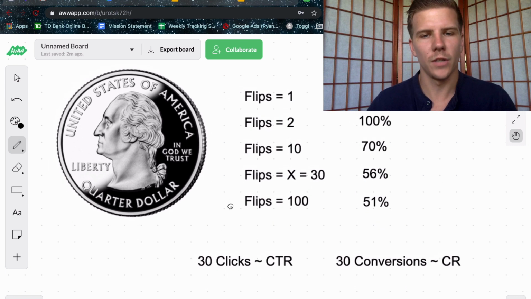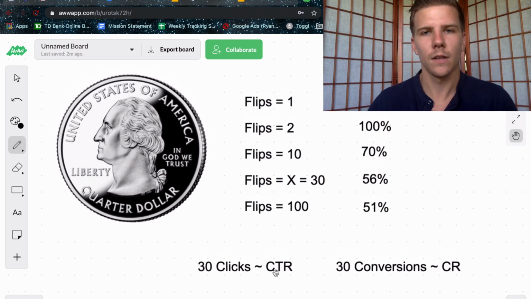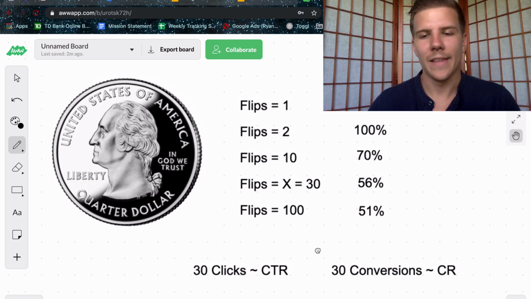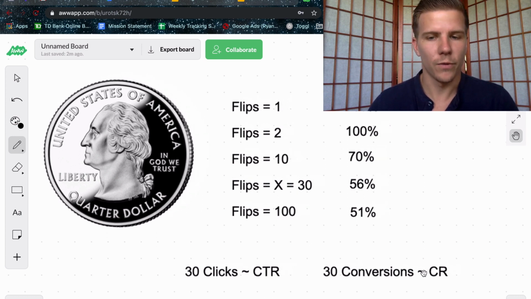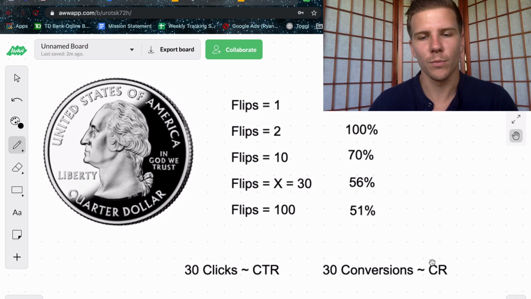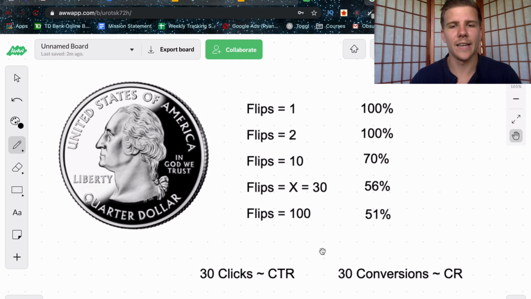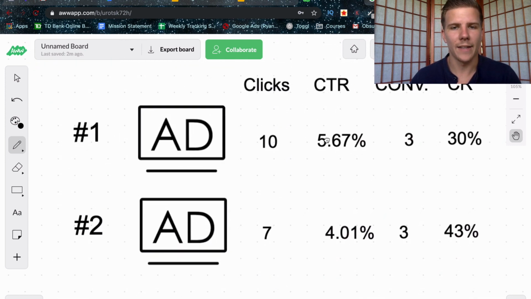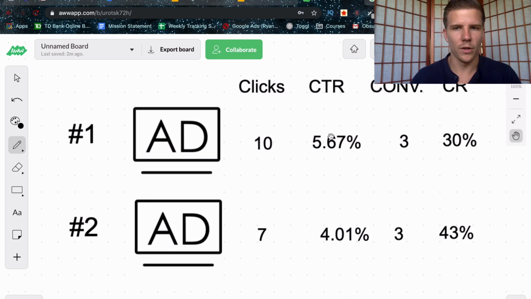So if you want to judge the actual click-through rates on an ad or a campaign or an ad group, then you want at least 30 clicks. And then if you want to judge the conversion rates or cost per conversion, you want 30 conversions. So let's show this in the example of 2 different ads right here. Let's say we're split testing 2 ads and we want to know the actual click-through rates. We want to see, okay, which ad has a better click-through rate here.